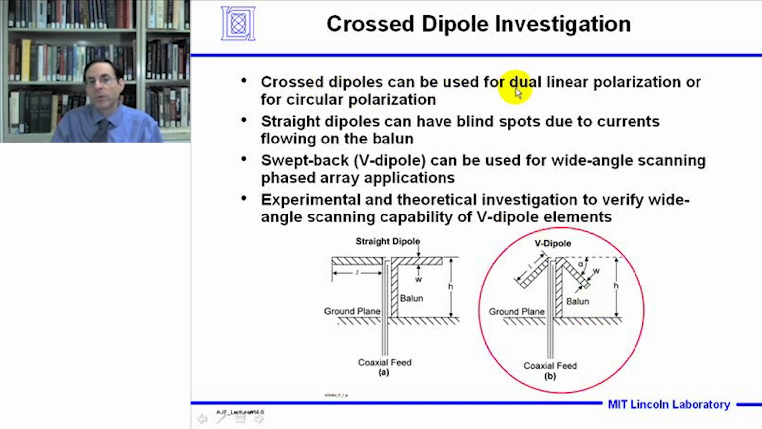Now cross dipoles in general can be used for dual linear polarization, or they can generate circular polarization. Straight dipoles, as shown here, can tend to have blind spots when they're located in an array and the beam is steered from broadside. This is due to currents flowing on the balun that can cancel the radiation coming from the dipole itself. Now sweeping the dipole arms back, forming a V-shaped dipole, can be used for wide-angle scanning phased array applications. So in this lecture, an experimental and theoretical investigation is conducted to verify the wide-angle scanning capability of V-dipole elements.